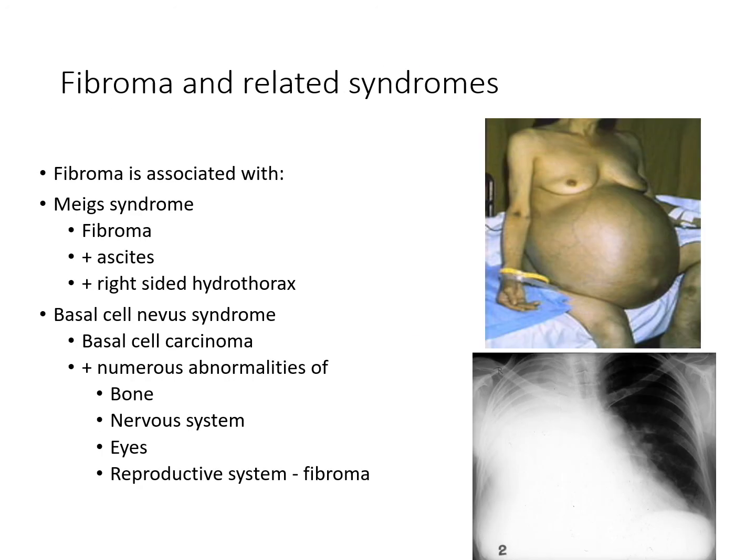Fibroma is associated with two syndromes: Meigs syndrome, which is composed of fibroma, ascites, and right-sided hydrothorax, just like in the picture. It is also associated with basal cell nevus syndrome, which is composed of basal cell carcinoma with numerous abnormalities of the bone, nervous system, the eyes, and the reproductive system, inclusive of fibroma.